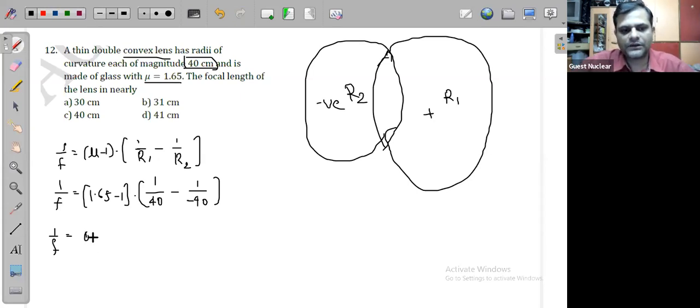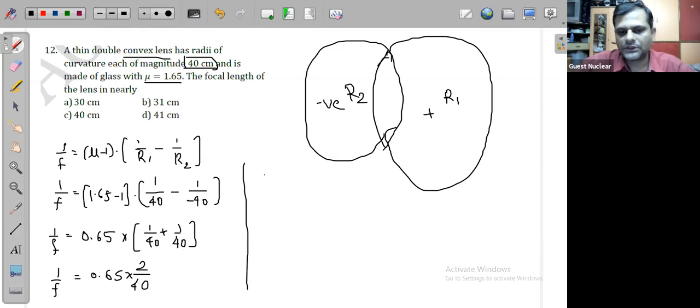Okay, so this is 0.65 into here it will be 1 upon 40 plus 1 upon 40, which actually adds up to 2 upon 40. So 2 upon 40 means 1 upon 20 we can say. So 0.65 multiplied by 2 upon 40 we have to work out. So you can write this as 1 upon f is equal to 0.65 into 1 upon 20, so that we can just take the reciprocal on both sides and get this f to be simply equal to 20 upon 0.65.